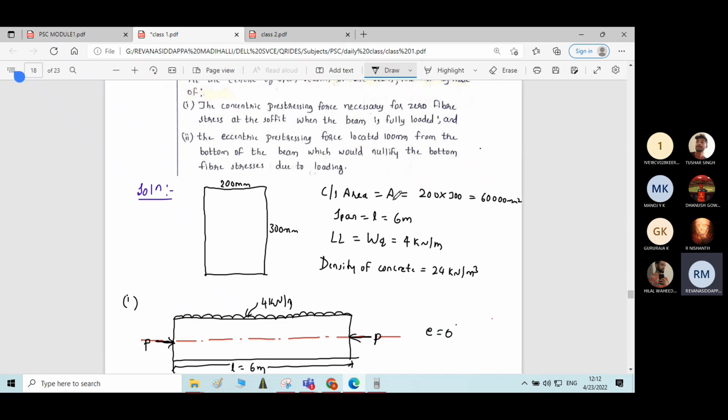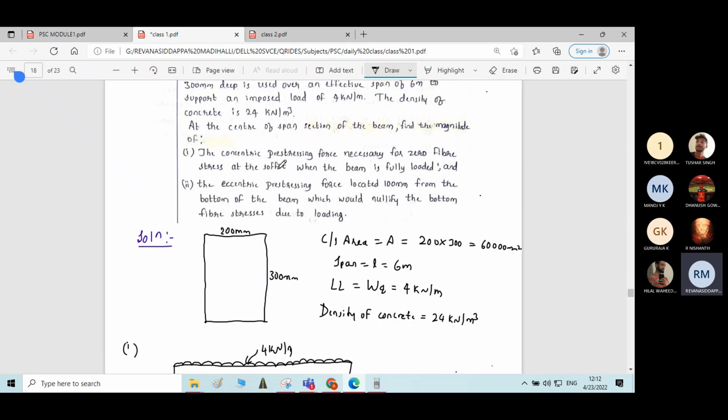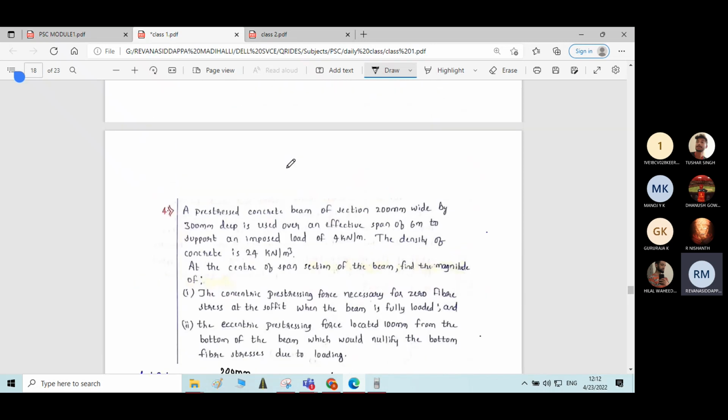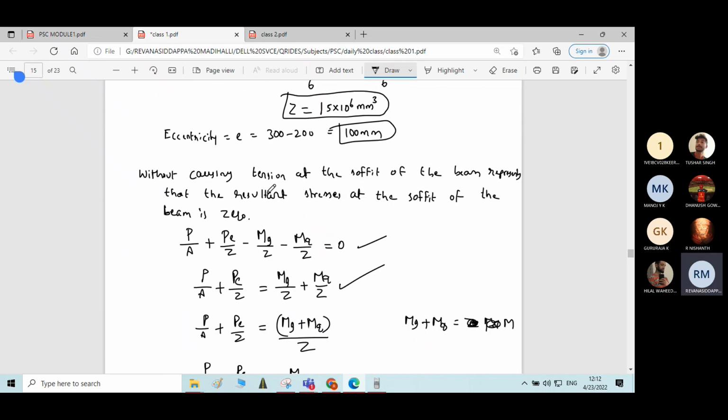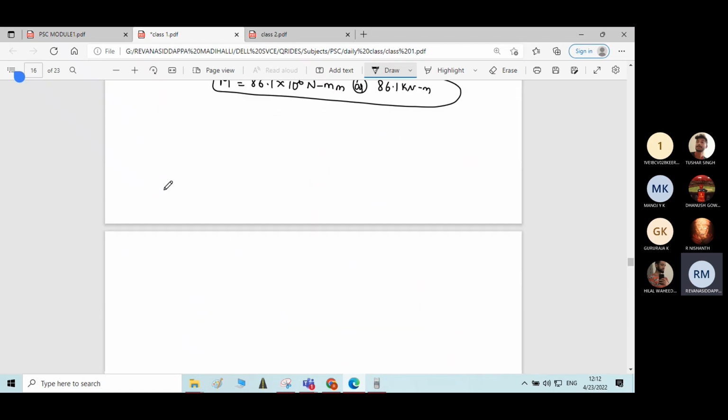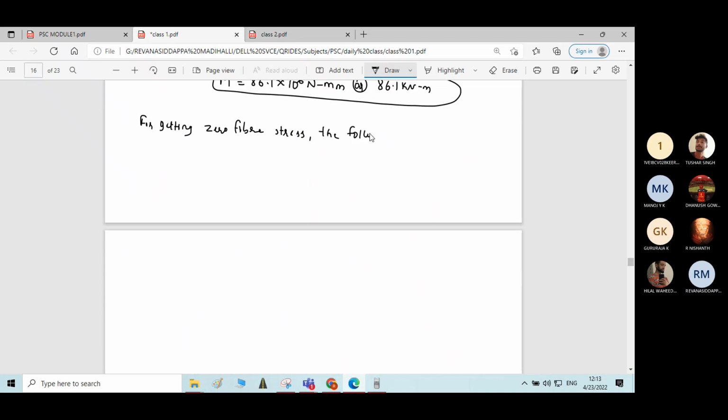And he says that we have to find the magnitude of the pre-stressing force so as to cause 0 fiber stress at the soffit of the beam. The condition is similar to the previous problem. What is that condition? P by A plus Pe by Z minus Mg by Z minus Mq by Z is equal to 0. I'll take the same condition. For getting 0 fiber stress, the following condition has to be satisfied.